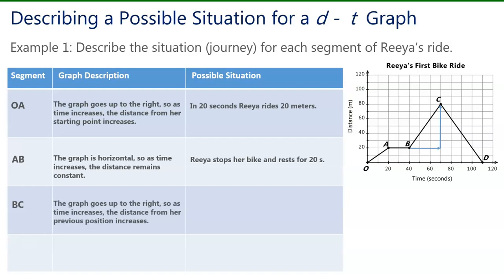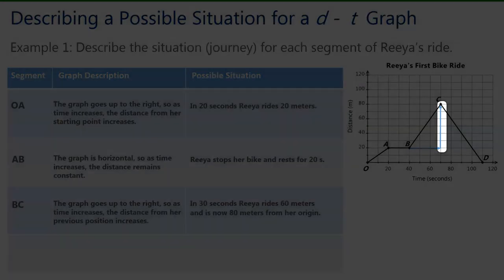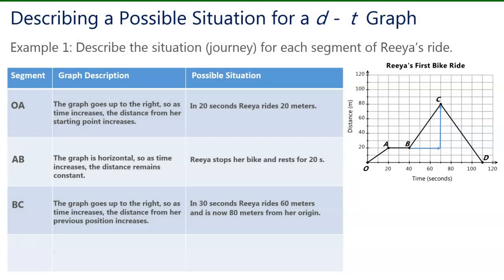The description is the graph goes up to the right, so as time increases, the distance from her previous position increases. In 30 seconds, Ria rides 60 meters and is now 80 meters from her origin. Recall she was previously at 20 meters, rises 60 and is now at 80 meters.